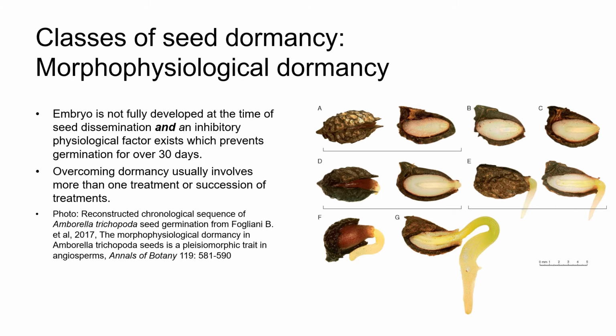In morphophysiological dormancy, we have a combination of the previous two classes of dormancy that I talked about, the morphological and physiological dormancy. This is a combination of the two, where the embryo isn't fully developed at the time of seed dissemination, and there's an inhibitory physiological factor. Overcoming dormancy in these seeds usually involves providing more than one treatment in succession.